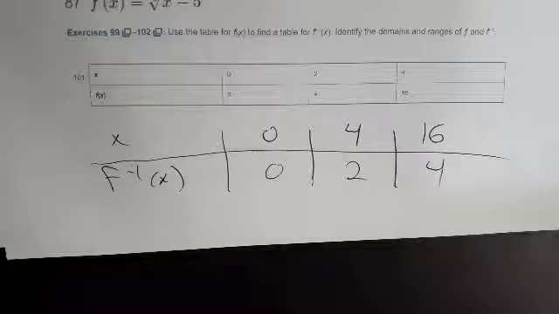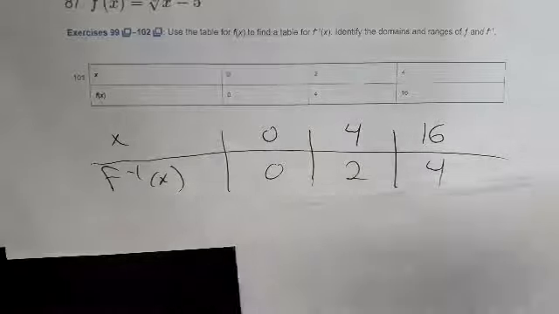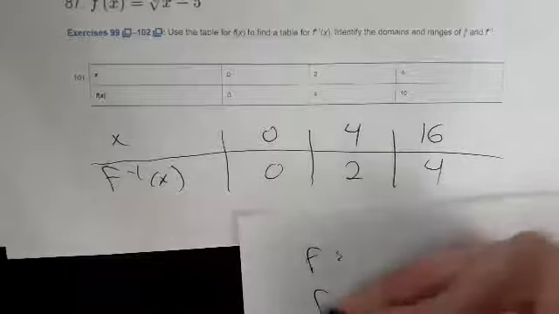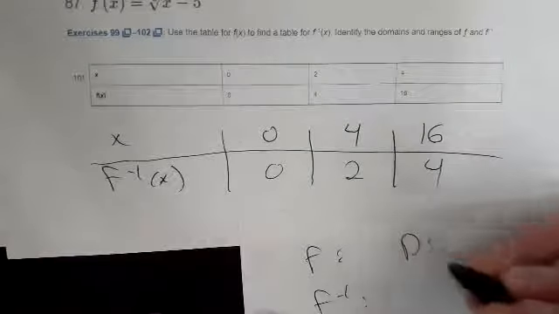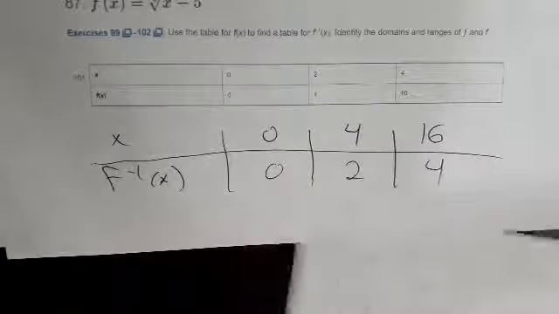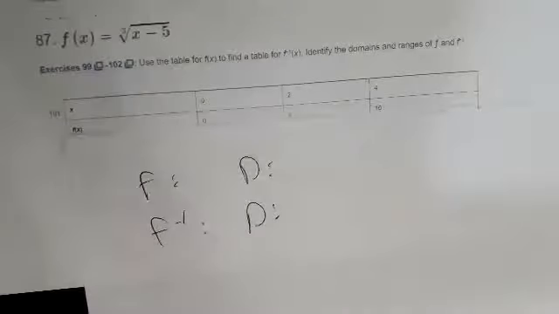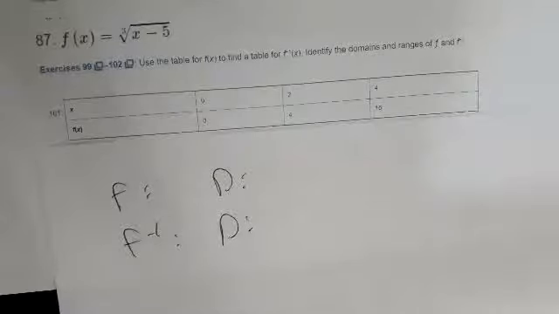Okay, so if I want to talk about the domain and range, if I'm looking at my domain on my f, what is my domain here? Do you remember how to write these things? These are just single points, right?